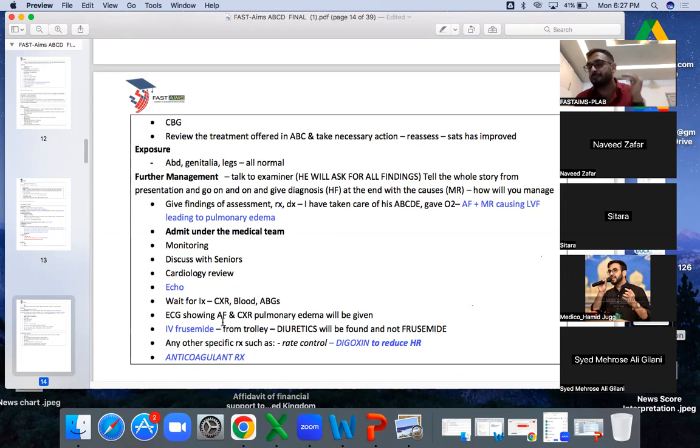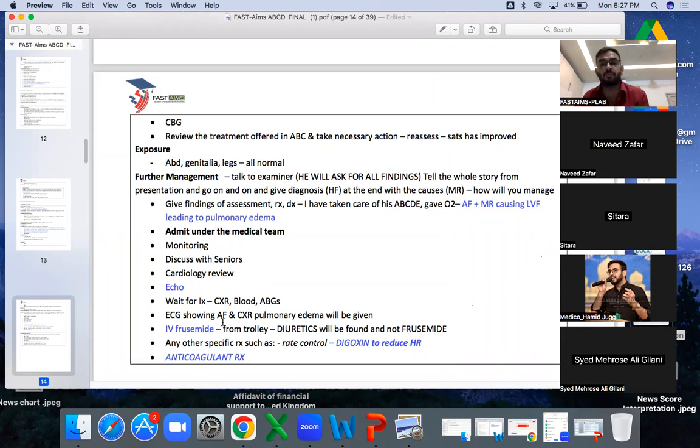So regarding the management, the points in your mind should be furosemide, digoxin, and anticoagulation. And anticoagulation is not for the heart failure. It is actually for the atrial fibrillation, because the atrial fibrillation is going along with that. So this is one of the difficult scenarios. Most of the students find this scenario difficult.